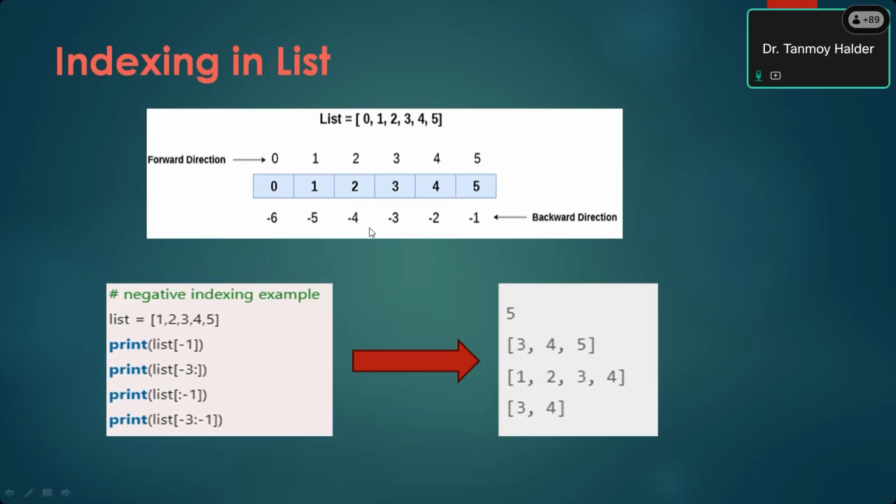Okay, I have chosen some examples from this diagram. Negative indexing examples: 1, 2, 3, 4, 5. This is the list. If I write print list[-1] only, then the last element will be printed, 5. If I print -3, then colon, and the last argument is blank, that means it will print 3, 4, and 5. 3, 4, and 5 means it will take the last 3 elements. That means it will pick from the last. It is not considering from the first. As I have given a negative index, it is considering from the last and continuing till the end.